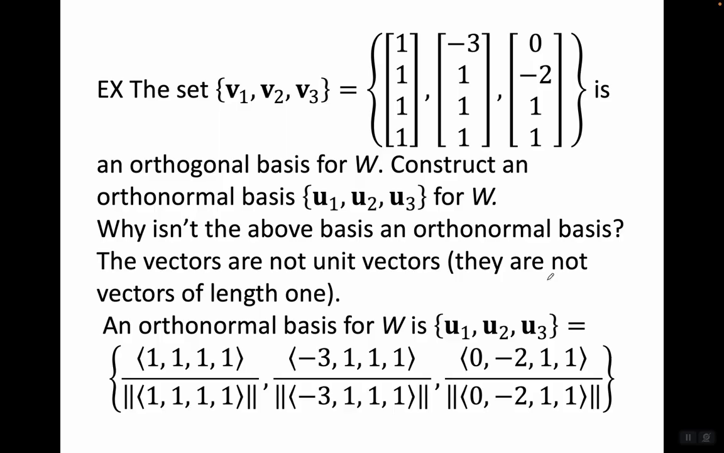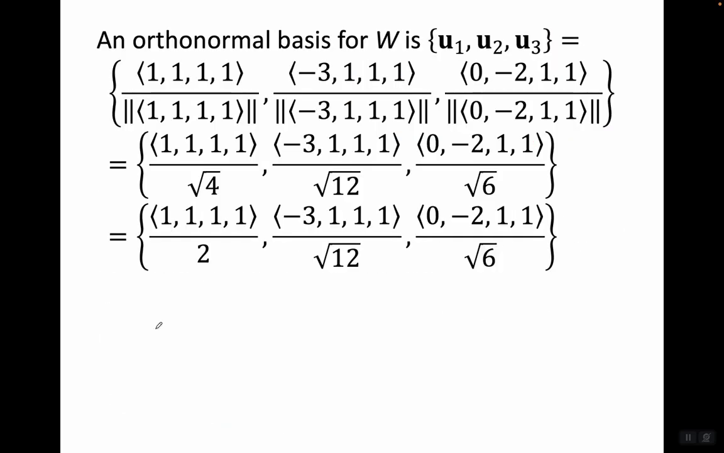Construct an orthonormal basis, u1, u2, u3 for W. Why isn't the above basis an orthonormal basis? The vectors are not unit vectors. They're not vectors of length 1. And the difference between an orthogonal and an orthonormal basis is that in an orthonormal basis, the vectors have length 1. Well, all you've got to do is take these vectors and divide them by their length. Okay, and then you get a set u1, u2, u3 that's an orthonormal basis.